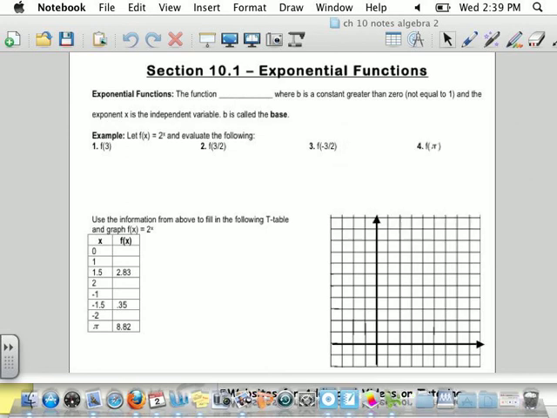Okay, so section 10.1 is exponential functions. So that's what we just did with our M&M activity. We made an exponential function. So an exponential function can look like y equals b to the x.